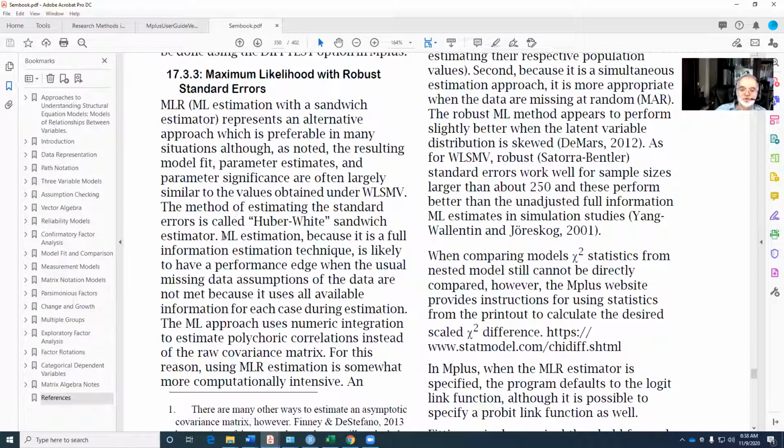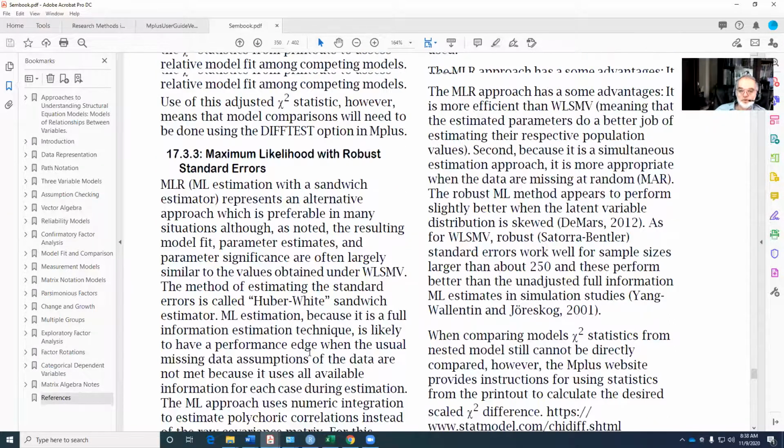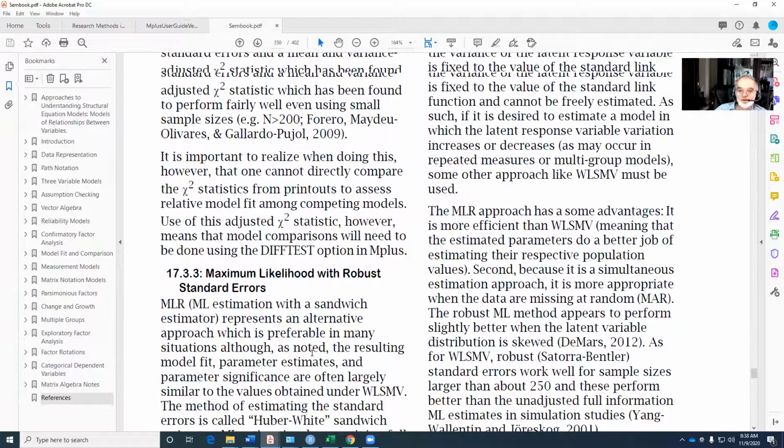And so if you can get away with it, so to speak, if you have a data set that does not consist of hundreds of thousands of people, maximum likelihood is probably a preferable way for you to estimate the model. Now, maximum likelihood is more computationally intensive, but if you're willing to wait, it's not a problem.